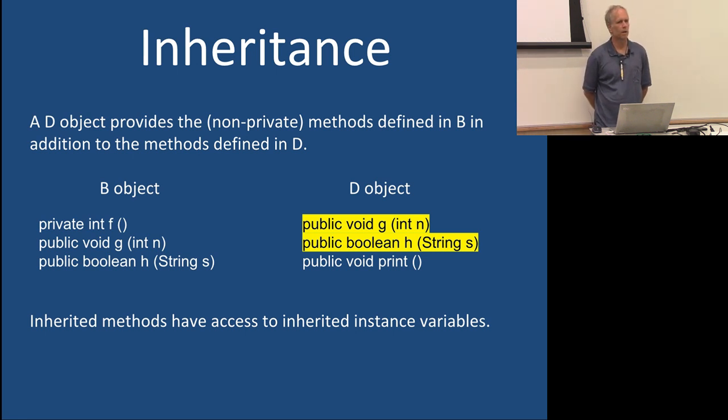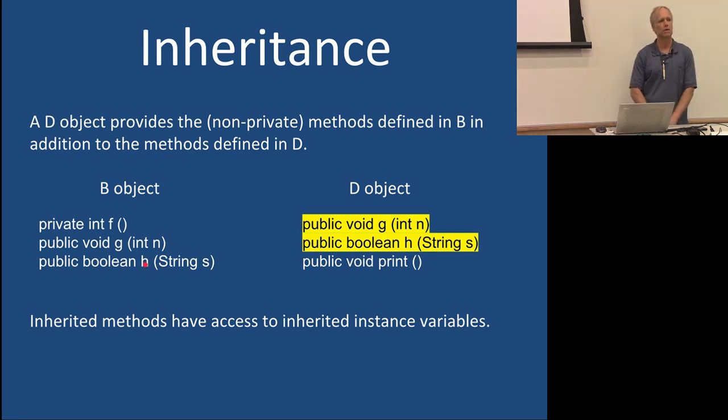So the point of inheritance is, suppose, here's the B object again. Let's look at the methods it defines. Let's say it has a private method called F, a public method called G, and a public method called H. That's in the base class. The derived class will inherit the non-private ones, so we don't inherit the private F. But D will contain a G method and an H method by inheritance. So when you inherit from another class, you inherit its non-private methods.